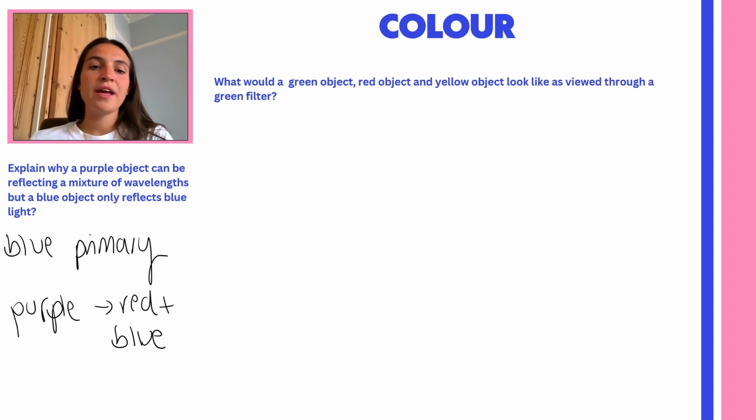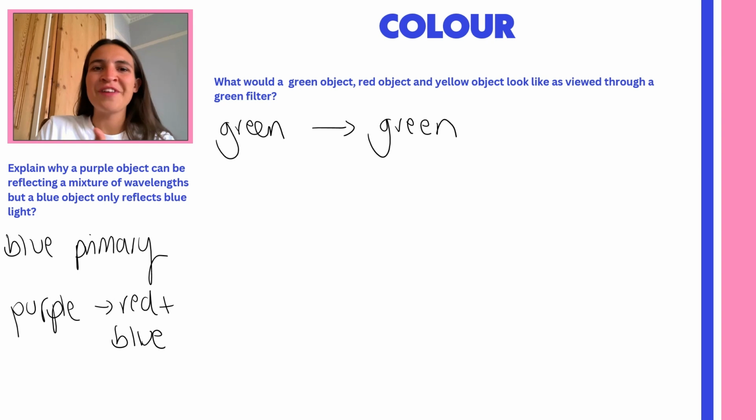Okay. What would a green object, red object and yellow object look like as viewed through a green filter? So let's start with the green object first. So first we need to know, what do colour filters do? And what they do is only allow certain wavelengths of light to pass through them. This green filter here will only allow green light to pass through it. So if you put a green object behind it, then all of that green light can pass through your filter, so your object will appear green.